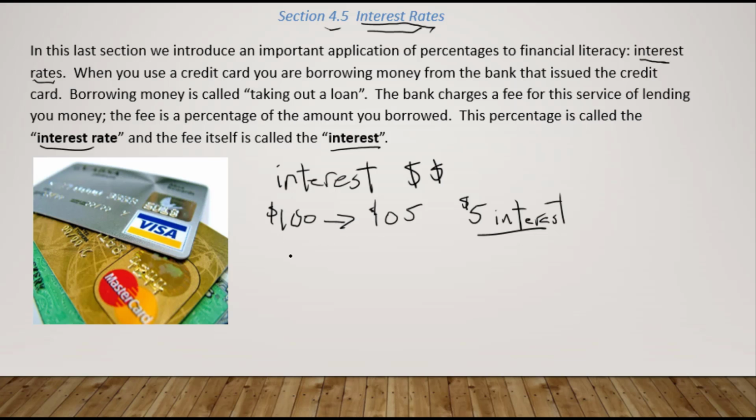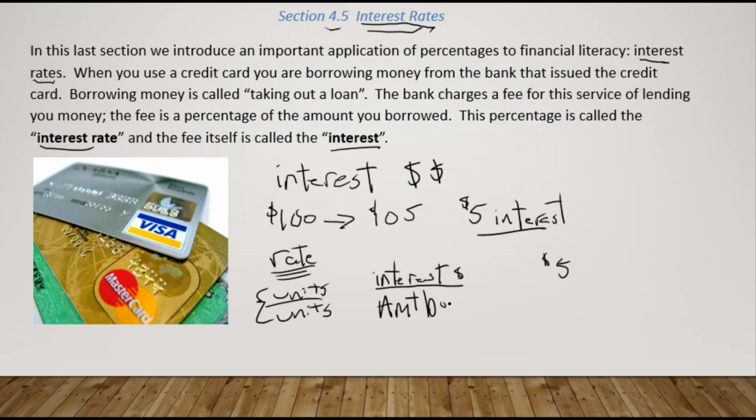Well, an interest rate is a percentage. Notice the word rate, right? Meaning it has units on the top and units on the bottom. So it is a ratio. And an interest rate is interest, which is dollars, right? In this case, it would be $5, divided by the amount borrowed. In this case, it would be $100. And an interest rate is, in this case, 5%.